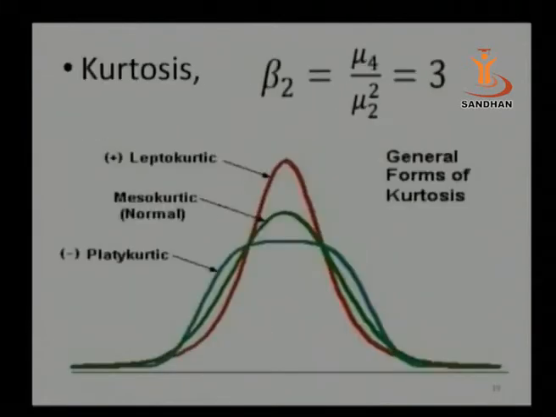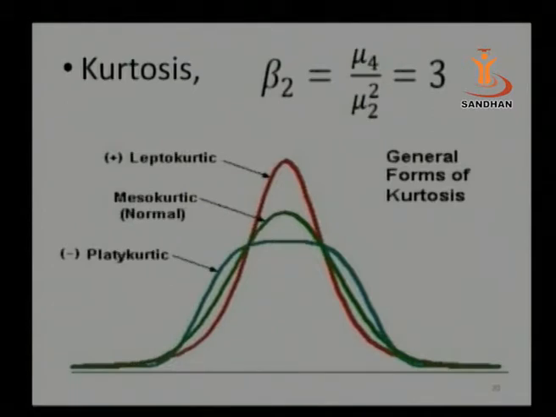Now next is kurtosis. Kurtosis beta 2 is equal to mu4 upon mu2 square, that you know, and in the case of normal distribution it becomes equal to 3. So you can see the green part, the mesokurtic curve. You can have this type of curve whenever your beta 2 is equal to 3. If your beta 2 is less than 3, then you will have the platykurtic curve. You can see the figure, friends.